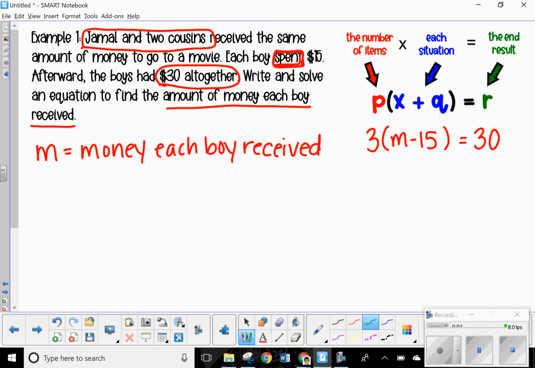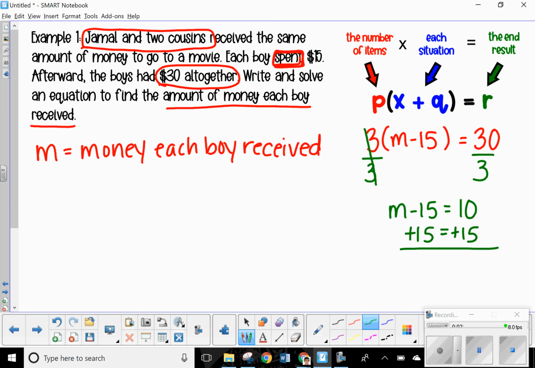Now we can get to solving. Since this is a two-step equation with grouping symbols, we know that we have to divide out our factor P on both sides of the equation. 3 divided by 3 divides out to 1, so I'm left with M minus 15, and 30 divided by 3 is 10. Now I'm going to solve my one-step subtraction equation. To undo subtraction, I'm going to add 15 to both sides. Now I'm left with M on the left side, and 10 plus 15 is $25. So each boy received $25.